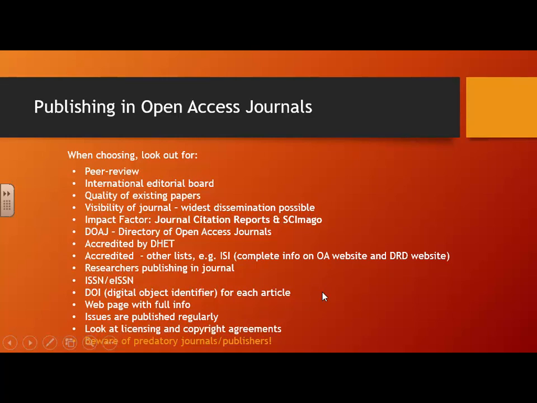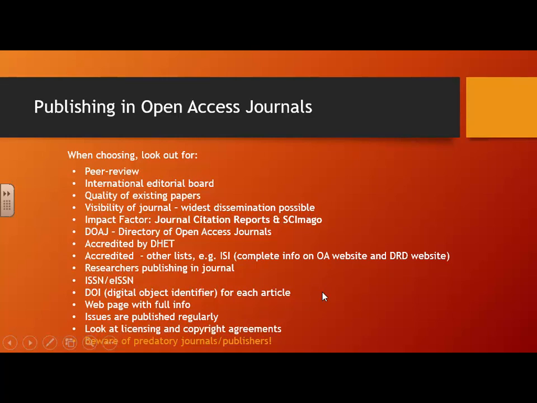Just make sure that every journal has an ISSN or at least an electronic ISSN, as most journals are only electronic these days. So they must have one of those two or both. Very important, in most proper journals there is a DOI, or digital object identifier, for each article, which is that article's unique ID, which makes it searchable and findable throughout the world on any search engine.